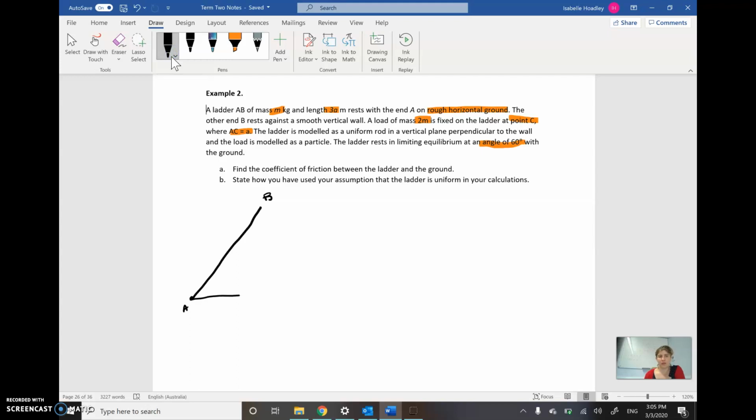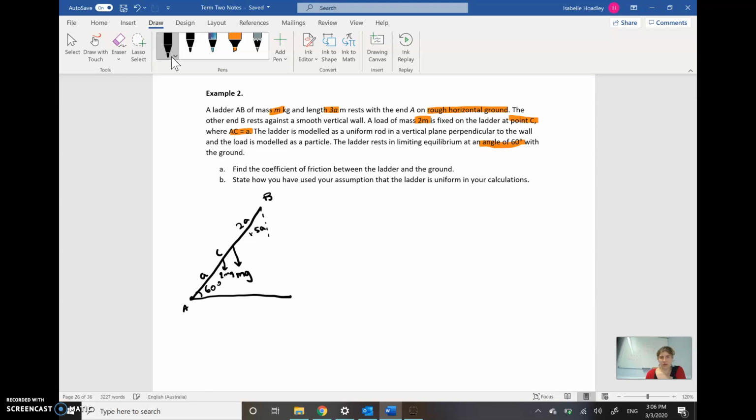Okay, so we put that in here. So we've got horizontal ground, 60-degree angle. We've got about the midpoint of our ladder. That should be more straight going down, but there you go. We've got a mass of M, mg, and that's about 1.5A, because we've got a length of 3A altogether. Then we have another mass coming down, which is 2mg, and that's A meters from A, and that means that's 2A. C is 2A from B.